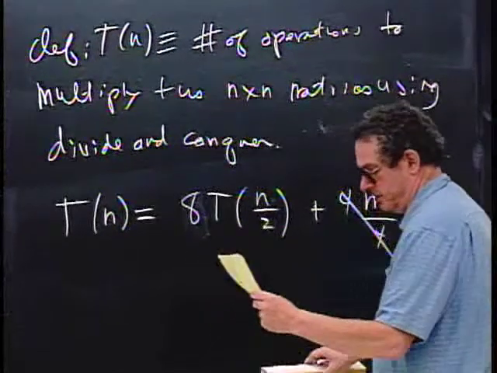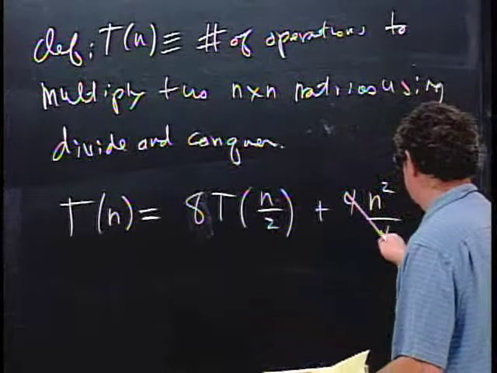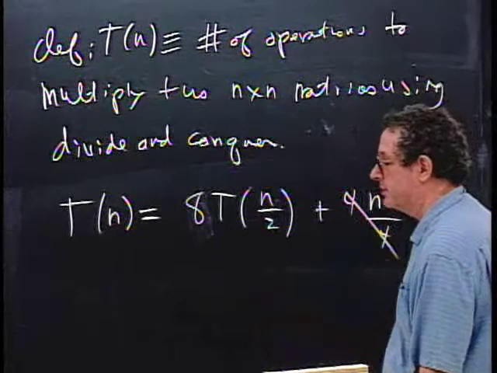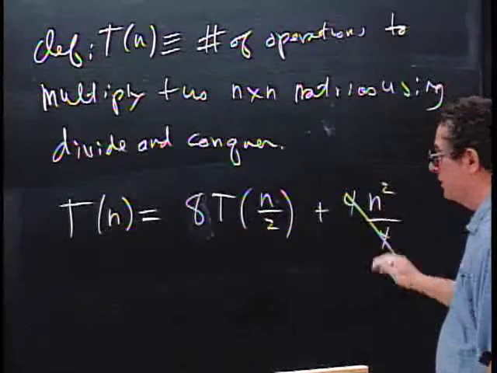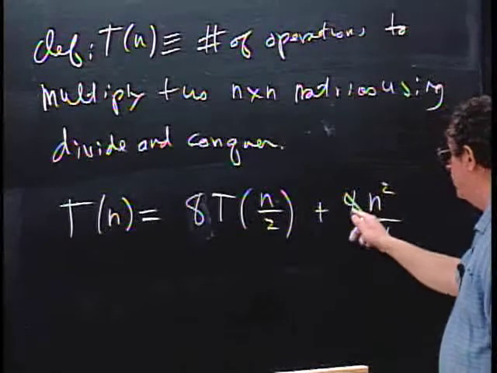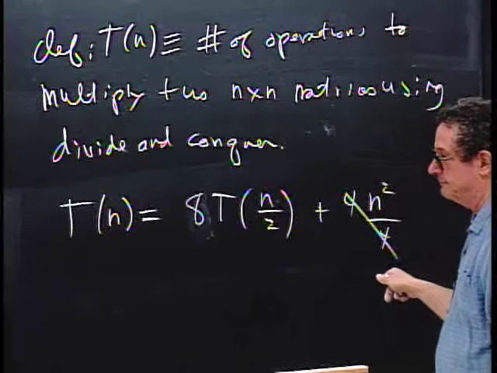In my notes, this was 4n squared as opposed to n squared, but it's not going to matter. This is just a constant here anyway. The n squared is the critical thing. So we're doing something proportional to n squared.